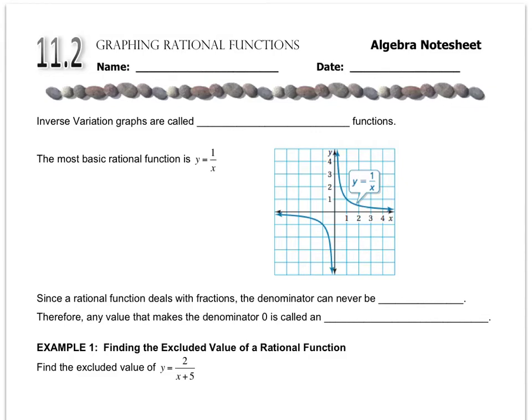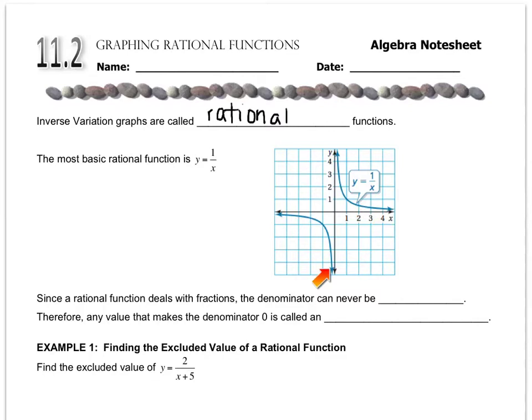I talked a little bit about this in the last lesson. Inverse variation graphs are called rational functions. And this is the most basic one, y equals 1 over x. So this is just like the graph that we did in 11.1, where it makes this weird shape that looks like two graphs, but it's really one.